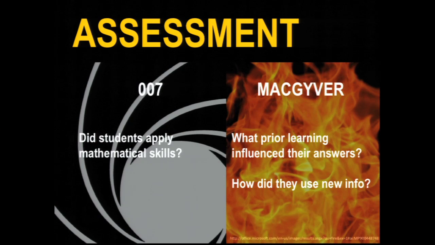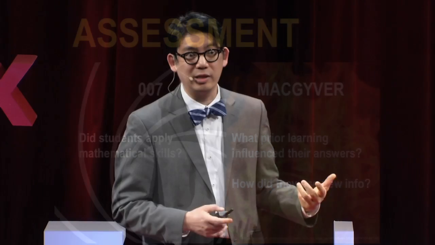So in the assessment we gave the students, we really want to see, in James Bond 007 style, did the students apply their mathematical skills? Did they calculate how far the seeds were apart? We also wanted to have them use their MacGyver skills. What prior learning influenced their answers? And how did they use new information, because they're introduced to things that weren't part of their instruction in the class? How do they pull this all together?